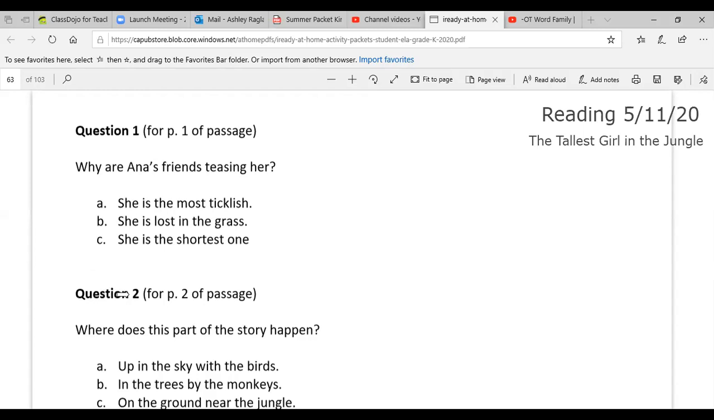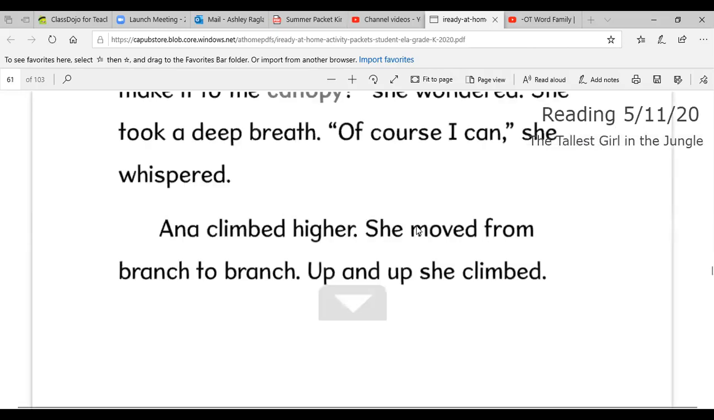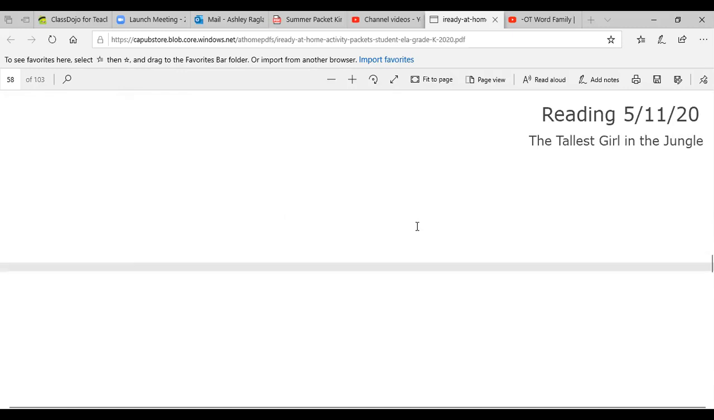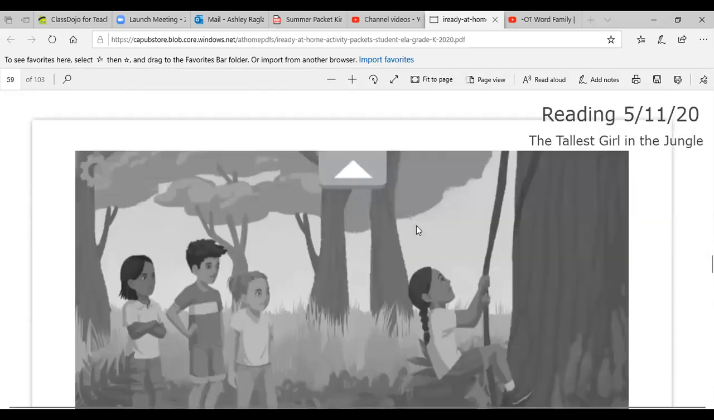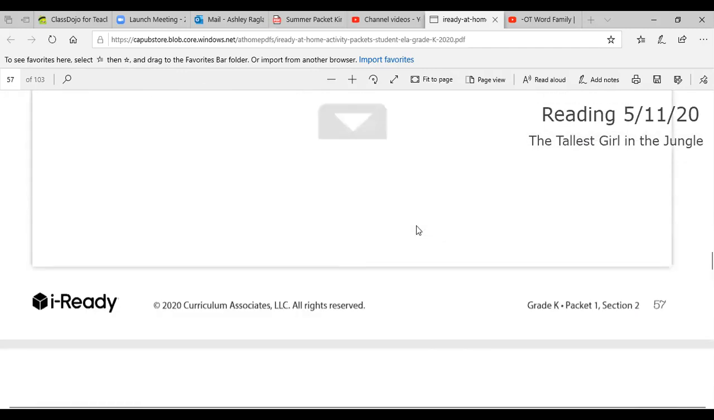Okay, let's go to number 2. Number 2 says, where does this part of the story happen? Let's see. They didn't really show us a picture, so we might have to skip number 2. Let's go to, here, I have an idea. Let's go to page 2. Where is our page 2 at? Okay, so this is probably page 1, and this is probably page 2.